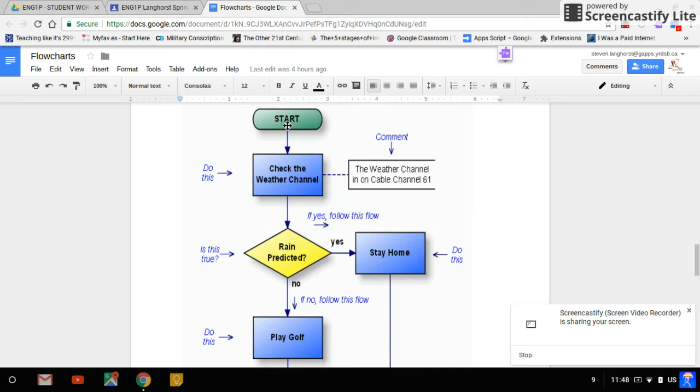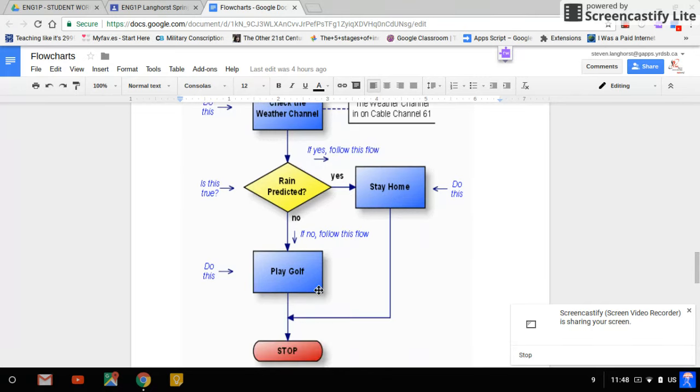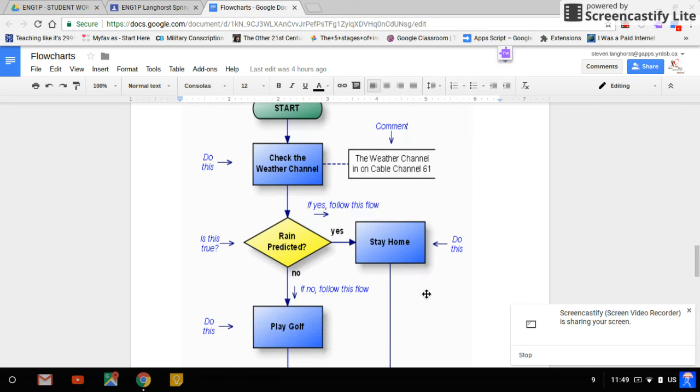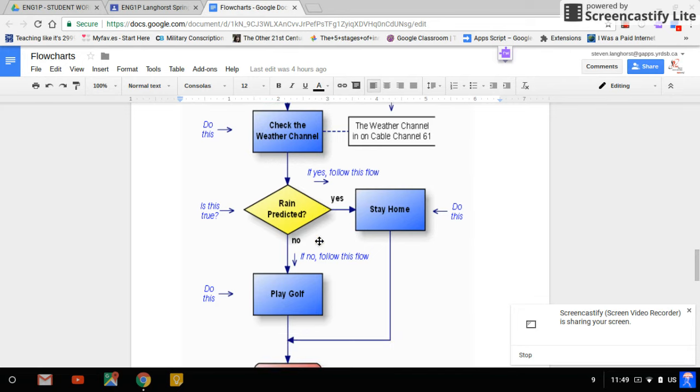So your flow starts here, and the first thing you do is you wake up and check the weather channel. Is rain predicted? If yes, you stay home. If no, you play golf. And again, it flows back and stop. That's a pretty simple flowchart. It has one question, and this is what happens if it is raining. This is what happens if it's not.